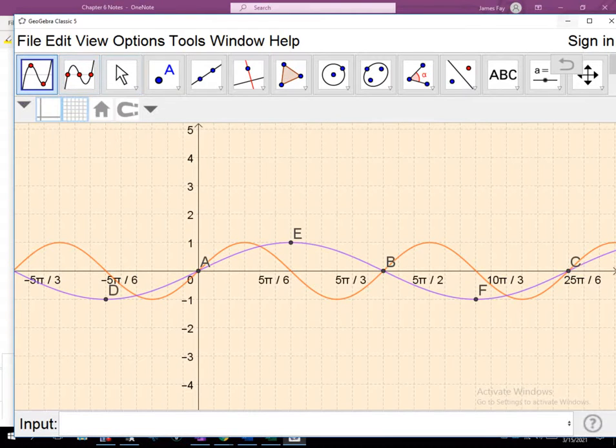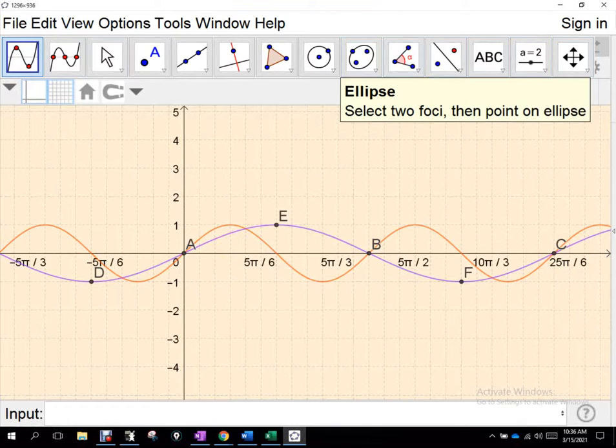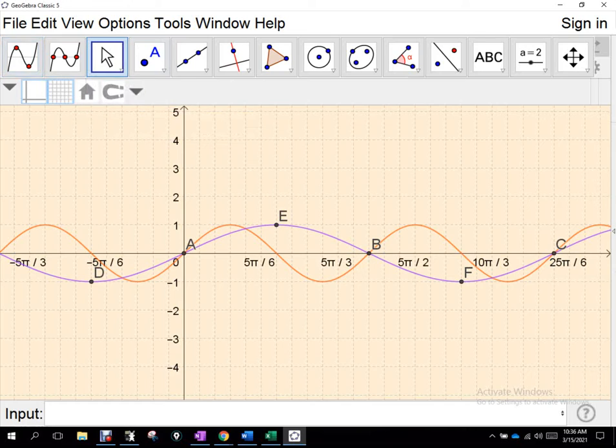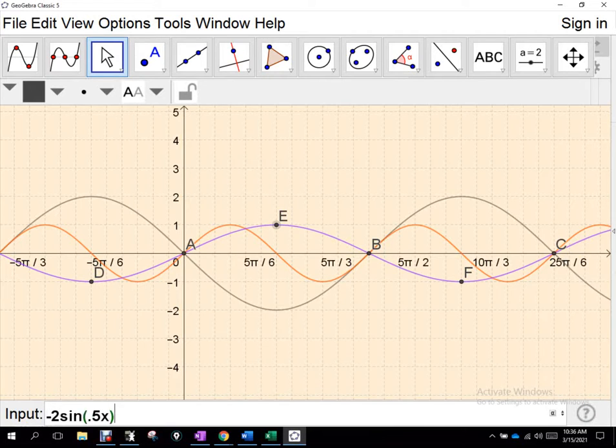So what it's going to do is say, now that I've stretched it out to 4 pi, we can take this point here and reflect it across the x-axis and stretch it by a factor of 2, and then do the same thing with this point. What we'll end up with is negative 2 sine of 0.5x, and you can see that this point here would be that one there. Does that kind of make sense?